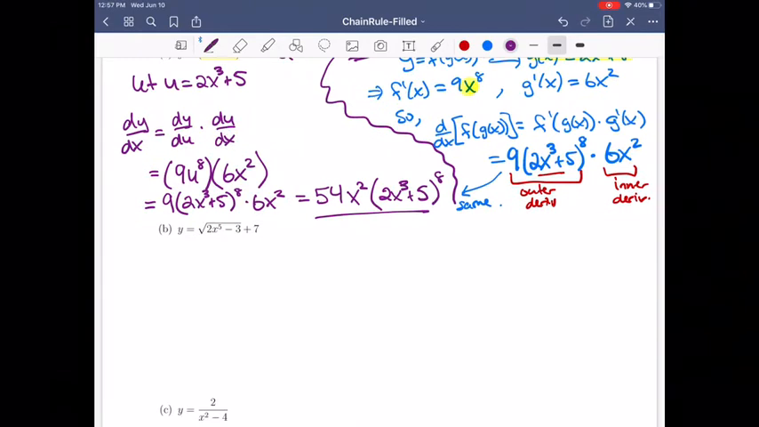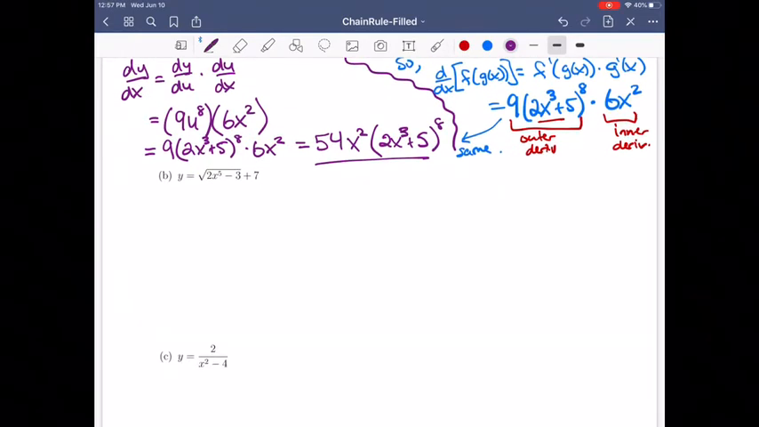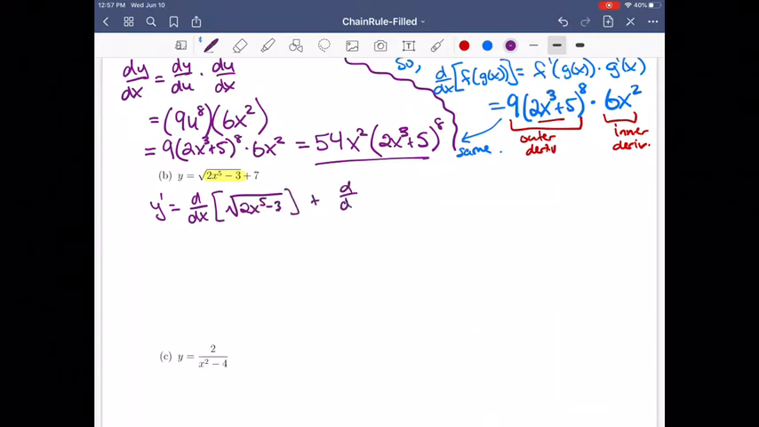Okay, let's try a few more. So again, I see this. I'm just going to do one method for each now. So I see this as my inside function. But maybe I want to break this up. So y prime is going to be the derivative of the square root plus the derivative of 7, which I know is 0. So I don't actually need to worry about that 7.